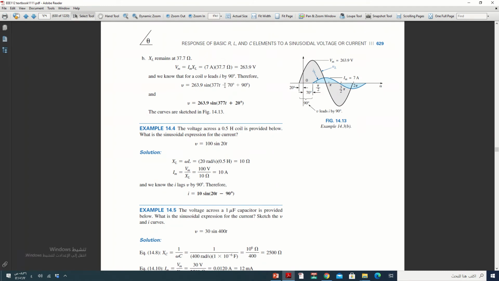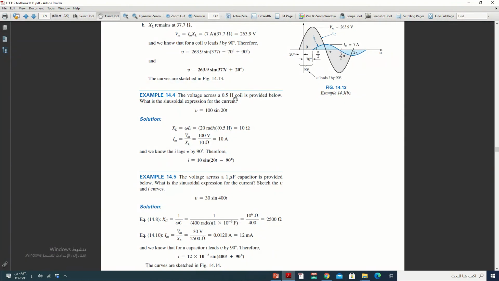And the angle minus 70 plus 90, because there is a 90 degree shift between the current and voltage in the inductor, becomes plus 20 for the voltage. And if we need to draw it, the current starts from where? From 70, which is here, and the voltage starts from minus 20, because it's plus 20, it's minus 20 here.